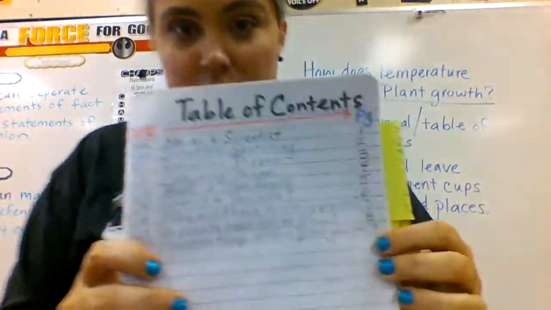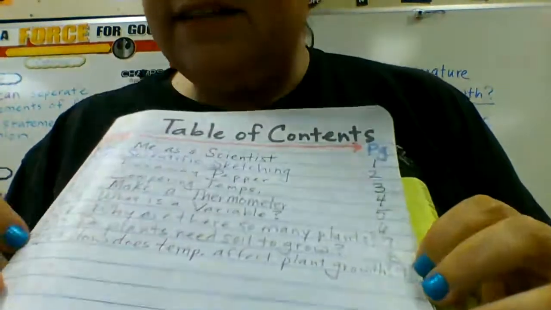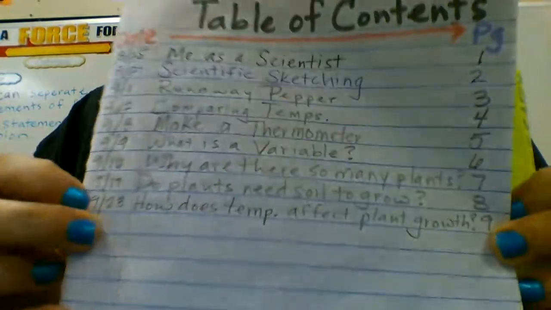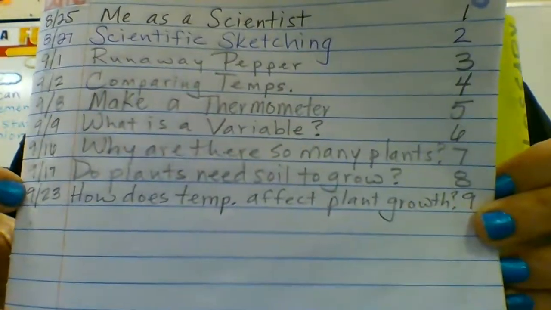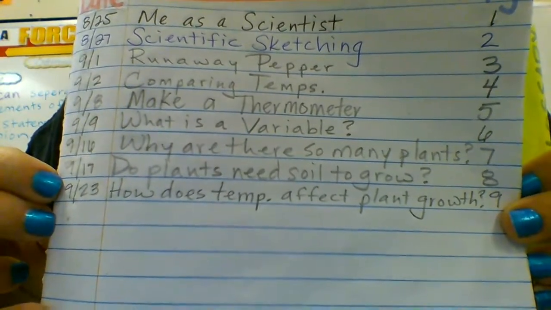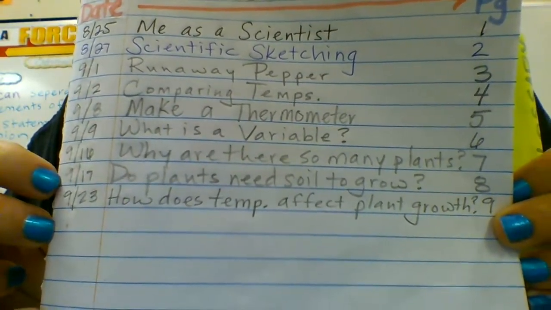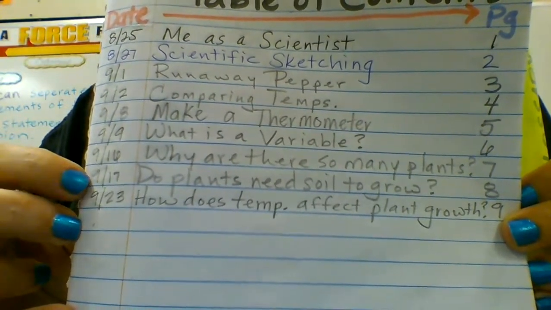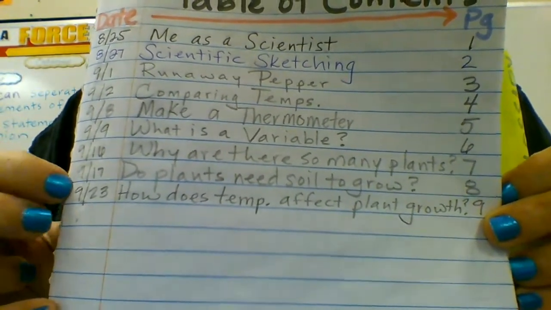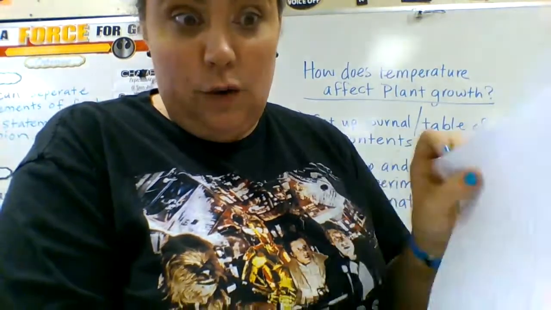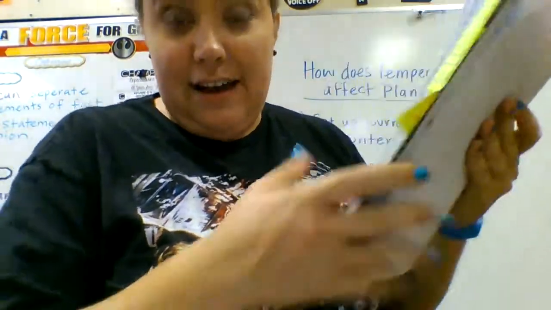So we're going to start with your table of contents page. Today's date is 9/23, and the title is How Does Temperature Affect Plant Growth? We're on page 9, and you already set up our other two experiments. Why are there so many plants, and do plants need soil to grow? So this is page 9 today. Once you have that down, please flip in your science journal to that page 9.